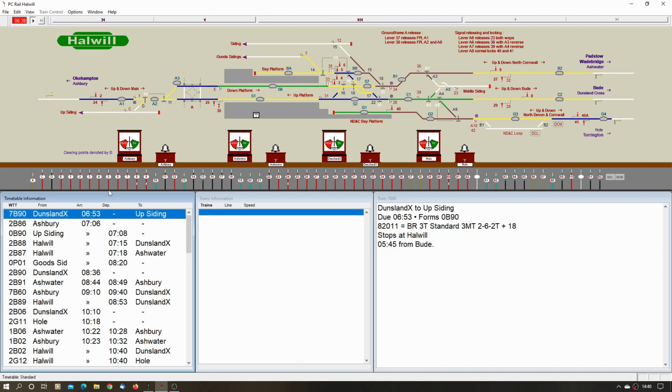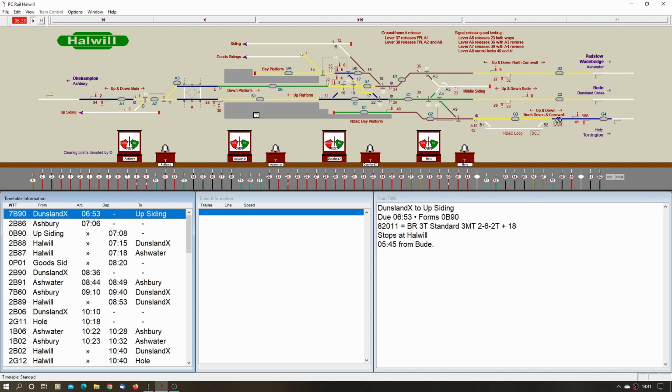We've got basically 4 fringe boxes, all single lines. All these represent the single line instrument or staff or tablet, whichever was used at the time. We've got the Bude line coming in from the right. That's working to Dunsland Cross, about 3.5 miles away. Ashwater, that's on the Padstow Wadebridge line, about 5 miles away.